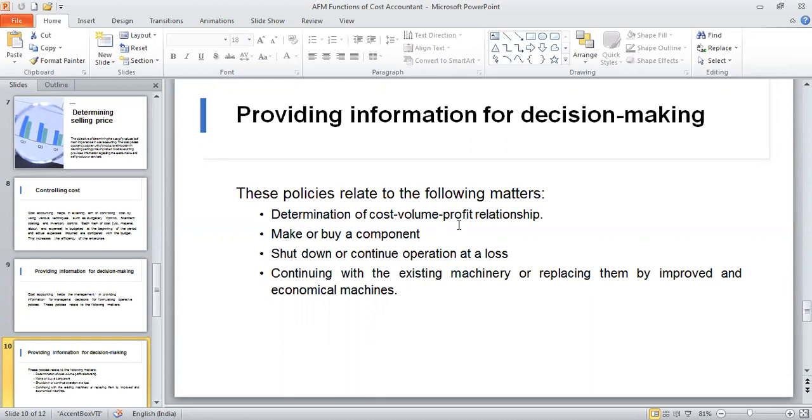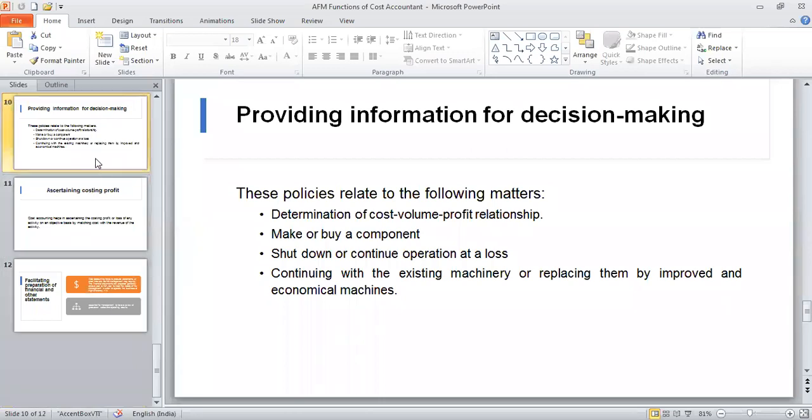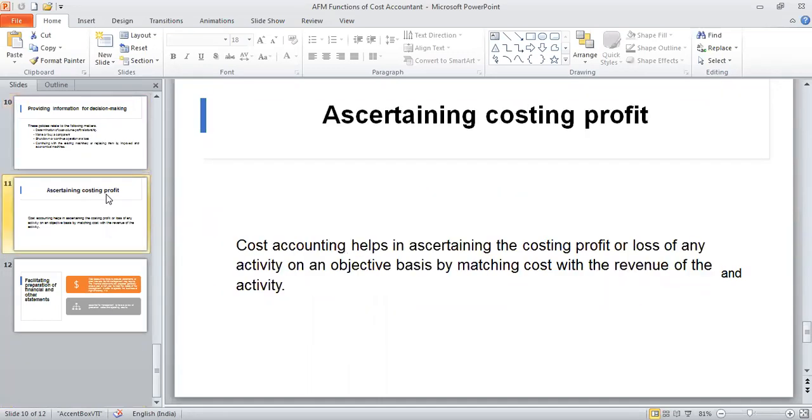And sometimes they will go for the shutdown of the company, or discontinue their operation or continue the operation, because from some of the products they are yielding less contribution. So these are things that are happening: policies related to shutdown or continuing our operation at a loss. And sometimes, whether they have to continue their production with the existing machinery or go for replacing the machinery, which is going to provide some economic benefit for them. They may think another way. This is about providing information for decision making.